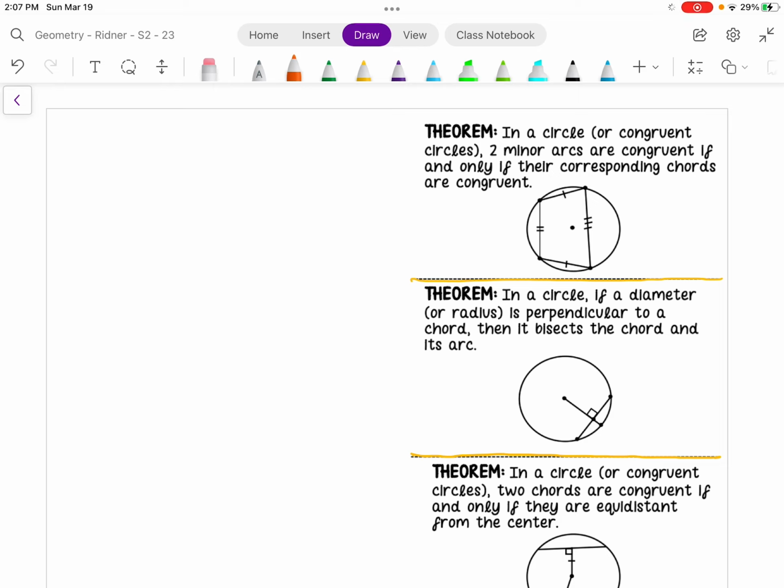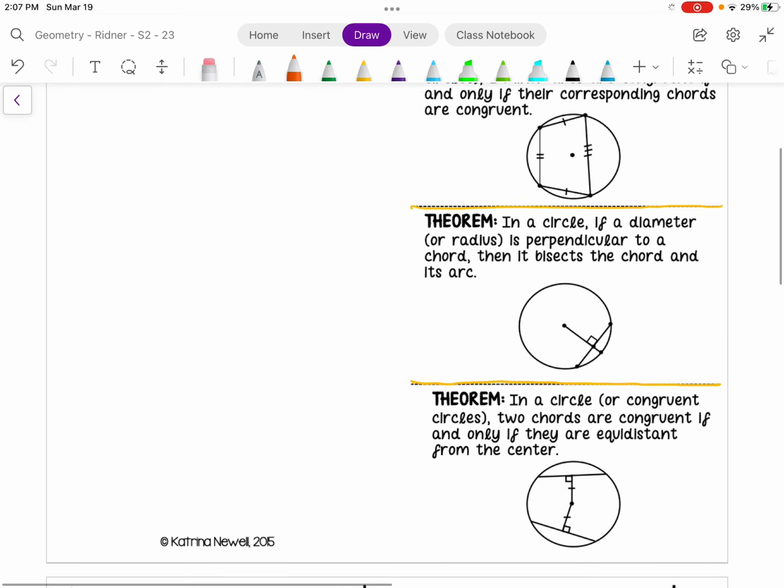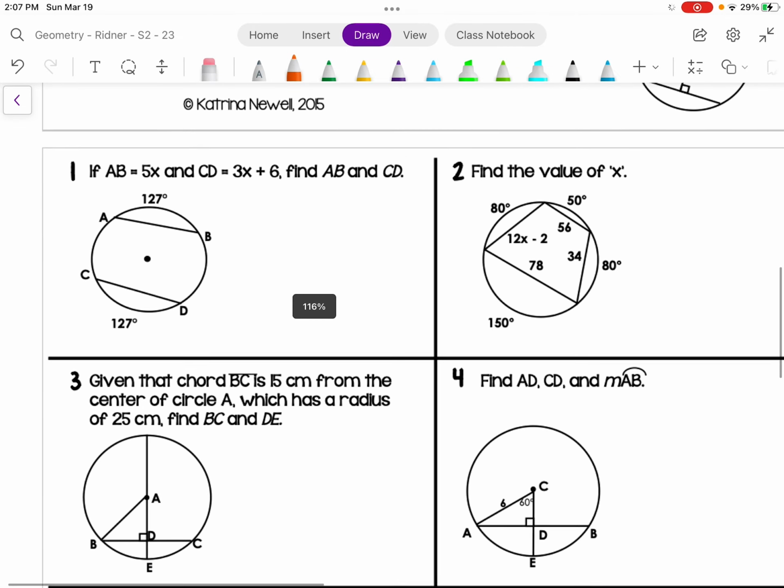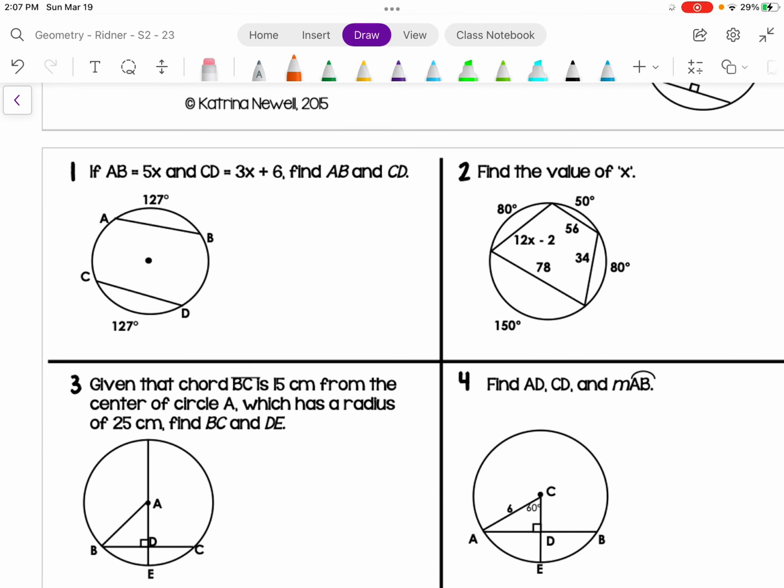In a circle or congruent circles, two minor arcs are congruent if and only if their corresponding chords are congruent. Here's what that looks like. So we're going to do numbers 1 and 2 first. Since it tells us that this arc is 127 and this arc is 127, we know that this must be congruent to this. Okay. So looking at our example here, AB is 5x and CD is 3x plus 6. Well, if they are congruent, they must be equal to one another.